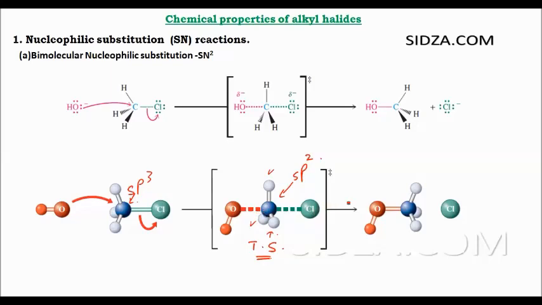Then this quickly converts into the product with the loss of chlorine as Cl negative, and the hydroxide forms a bond, and the hybridization is again sp3. However, compared to the starting material, the hydrogen atoms were on this side, and now they are on the other side. So there is inversion in the configuration. The configuration does change in the SN2 mechanism. This is called a Walden inversion. We'll discuss it later on.